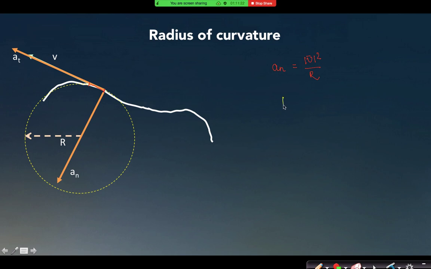The radius of curvature can be found by v square divided by which acceleration? Normal acceleration. Normal acceleration is always perpendicular to the velocity, right? So I cannot divide v square by total acceleration. I have to divide by the component of acceleration that is perpendicular to v. Then I can find the radius of curvature. It is a very simple formula, but it is very useful also.